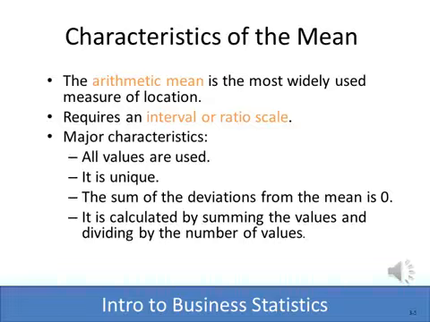The most common measure of central tendency is the mean, and we commonly call that the average. Now, we talked about scales, and the average will require an interval or a ratio scale. And remember the difference between the two? The ratio scale has a true zero, in which zero really means zero.